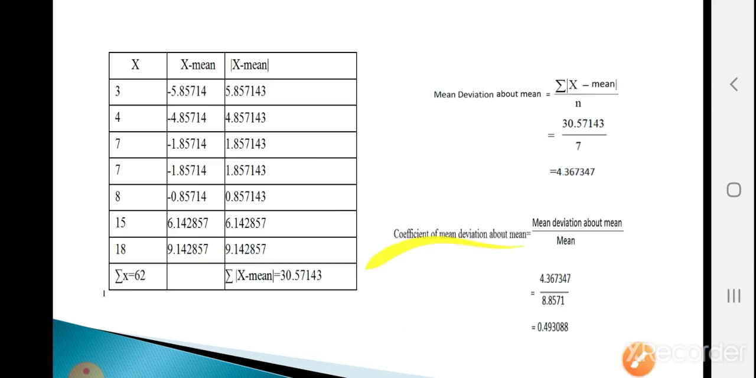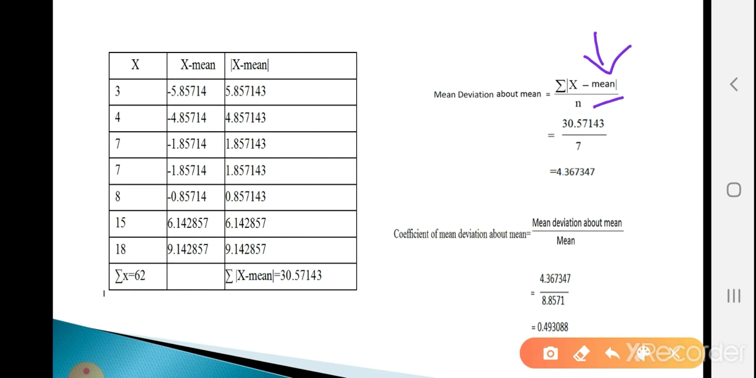Now, how to calculate the mean deviation about mean? The formula is summation mod of x minus mean divided by small n, where small n is the number of observations. So small n value is 7. Now, what is meant by summation mod of x minus mean?